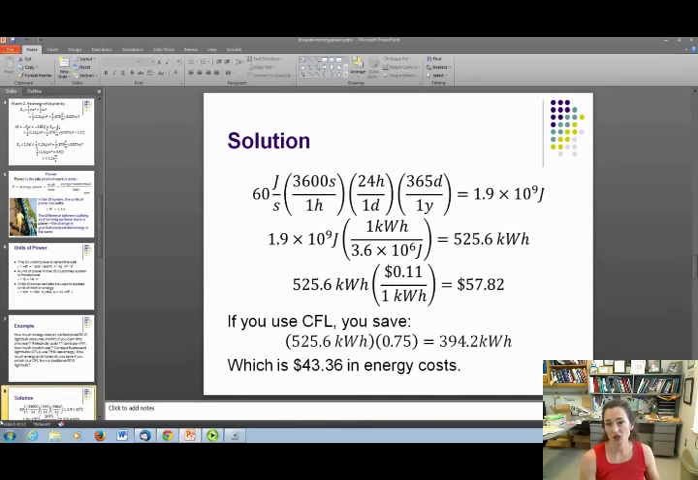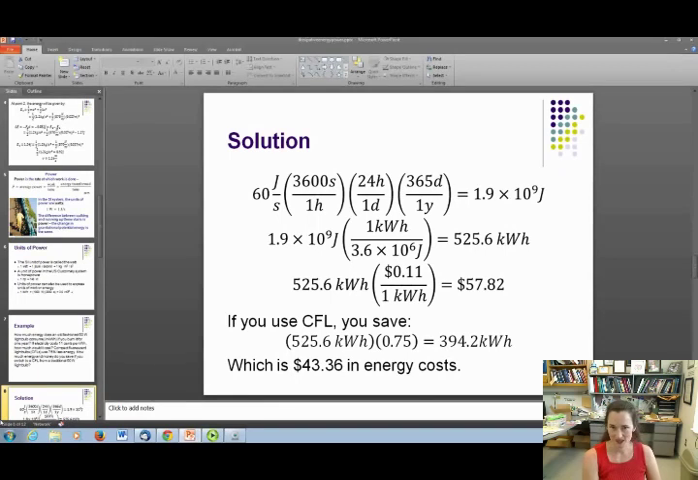Now, how much is that in kilowatt hours, which is what you would read on your power bill? Well, there's 3.6 million joules in 1 kilowatt hour. So let's divide that out, and you'll get 525.6 kilowatt hours consumed by that light bulb in 1 year. Now let's convert that into money. It's 11 cents per kilowatt hour. So if you multiply 11 cents times 525.6 kilowatt hours, you get $57.82 to run that light bulb around the clock for a year.